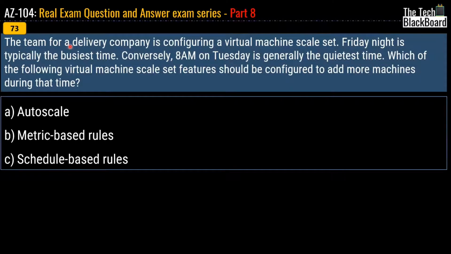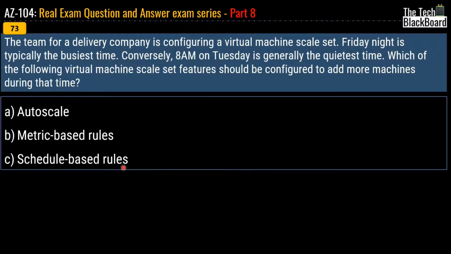Question number 73 says that the team of a delivery company is configuring a virtual machine scale set. Friday night is typically the busiest time. Conversely, 8 a.m. on Tuesday is generally the quietest time. Which of the following virtual machine scale set features should be configured to add more machines during that time? Your options are auto scale, metric based rules, or schedule based rules.